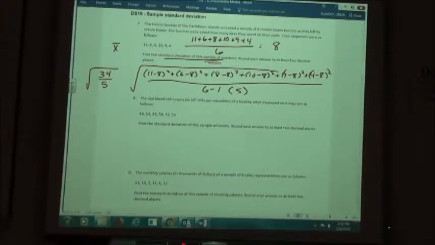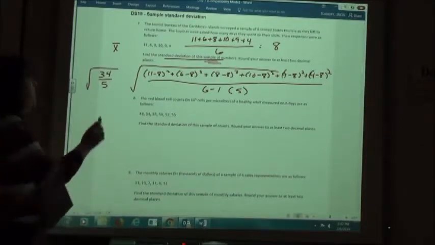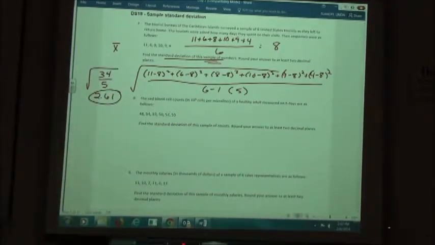So you're going to do the square root, which you do with second function on this button here. And then you're just going to put the 34 divided by 5, and close your parentheses, and then hit enter. There's not a fraction button on your graphing calculator, you just use the division for a fraction. So when we round that off to 2 decimal places, our answer was 2.61. So the sample standard deviation is 2.61.